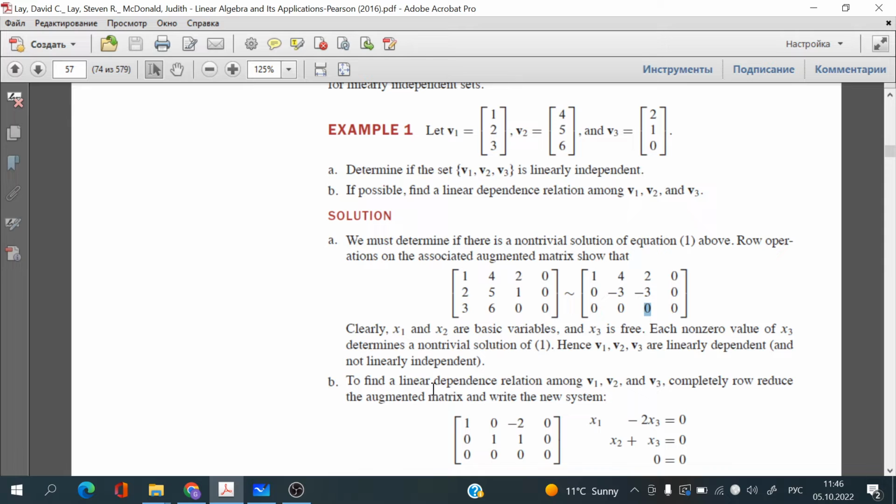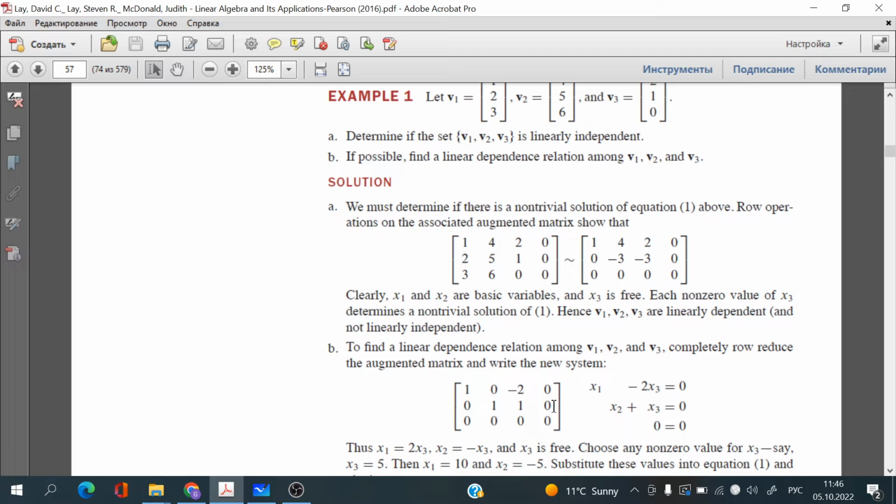Second, to find a linear dependence relation among our vectors, completely row reduce the augmented matrix and write the new system. Here it is somehow reduced, but we are not done yet. To get the row reduced echelon form, we need to further use our pivot and make the entry above it 0. I already discussed in class how to do it. By the way, don't forget to divide everything by minus 3 in the second row. So we get 1, 0, minus 2, 0; 0, 1, 1, 0; 0, 0, 0, 0.